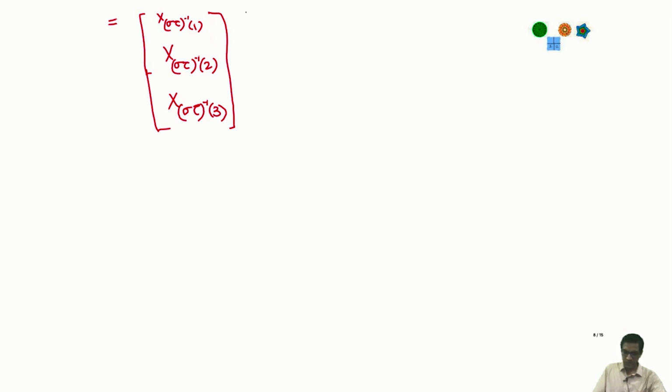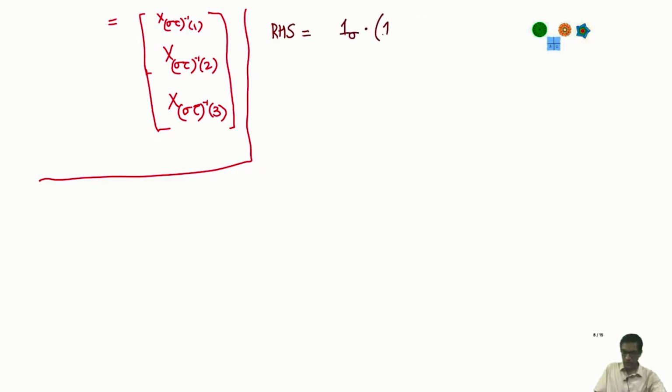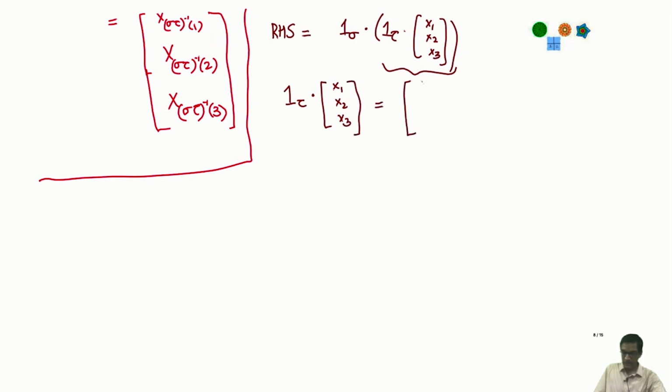Now, that's one answer. So we have found one answer. Let's do the right hand side as well. What is the right hand side in this case? Recall the right hand side is 1 sigma followed by 1 tau acting on x1 x2 x3. We have to do this a little more carefully, so let me do it slowly. If I take 1 tau first, let me compute what's on the inside. I take 1 tau and I act on x1 x2 x3. When I do that, by definition, this is the vector x tau inverse 1, x tau inverse 2, x tau inverse 3.